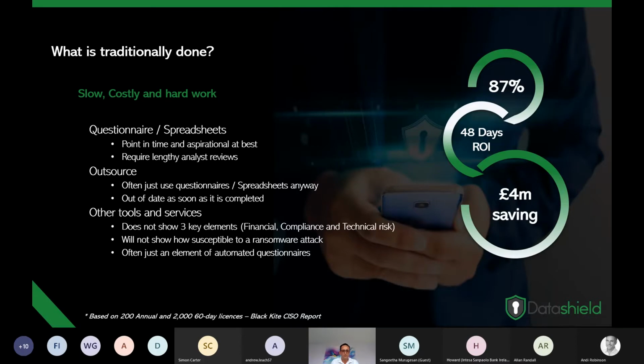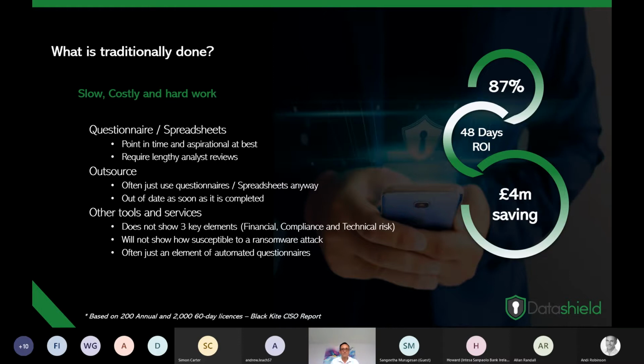But what they won't also do is show you how susceptible that organization, that supplier or partner or franchisee or associate company you work with, or maybe even just a different division but has their own autonomy, how susceptible they are to a ransomware attack in a simple graphical way that enables you to make business decisions based on what score that particular organization has. And again, they're often just automated questionnaires.